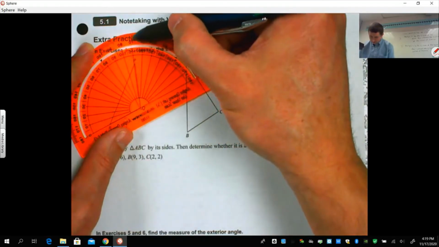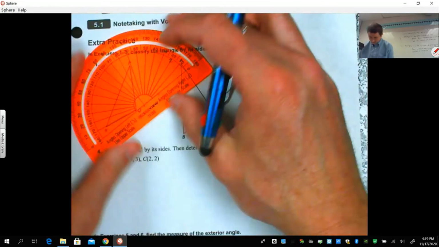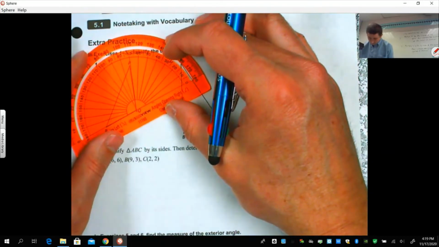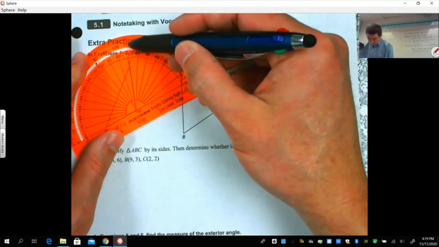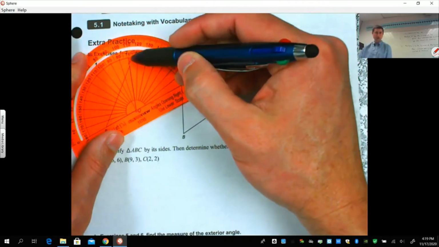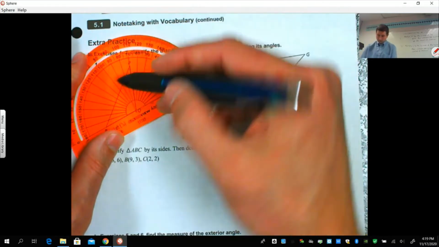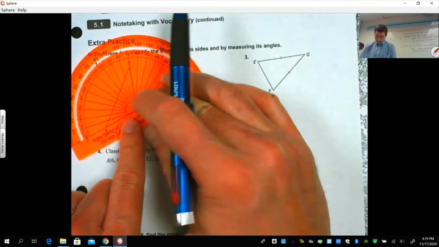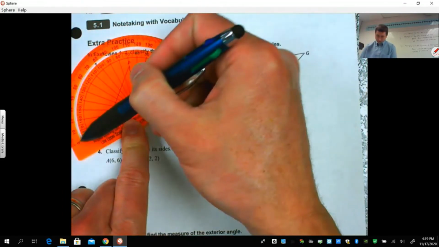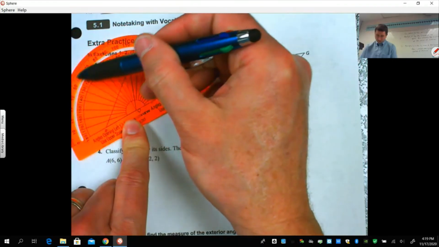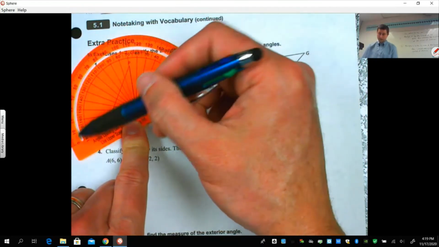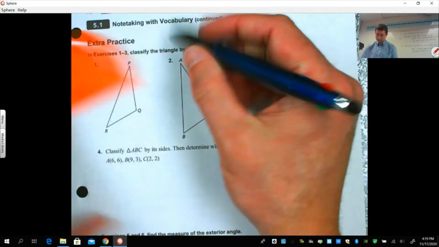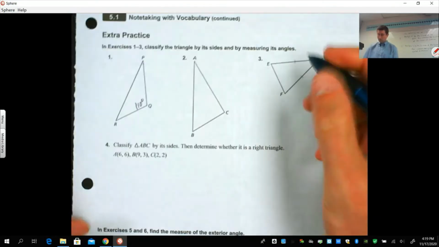Looks like it goes right up to, if I put it the right way, let me read the numbers, right up to 110 degrees. Okay, make sure you're reading the right numbers. Start on this side. So here's your baseline. Find the 0, and then follow the 0 up. This starts at 180, so I'm not going to follow the 180 down. I'm going to start at 0, follow the 0 up. That's 110 degrees. So we know that's obtuse.